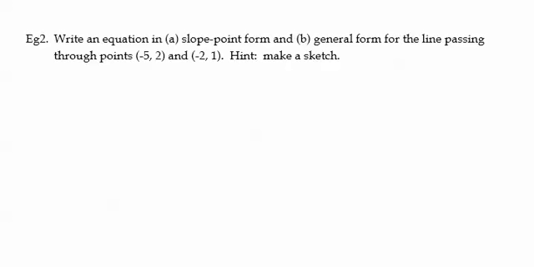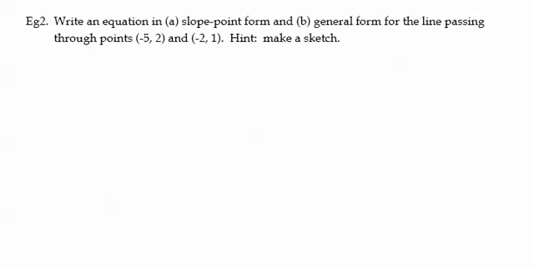So here in example number 2, write an equation in slope point form and then general form for the line passing through the points (-5, 2) and (-2, 1). They give us 2 points. Do we have the slope? Can we calculate it? Yes, we can calculate the slope.